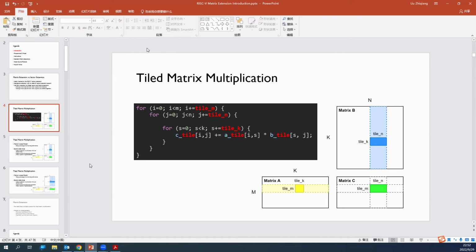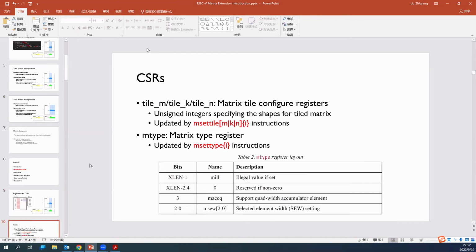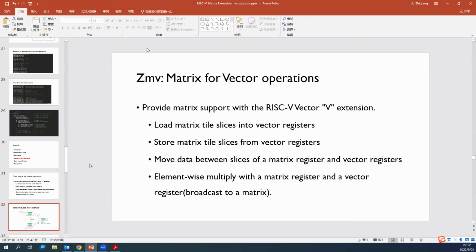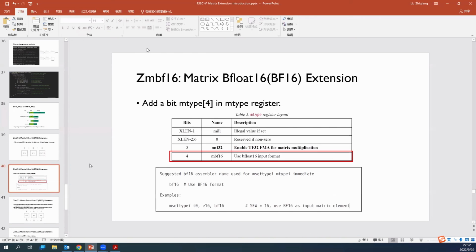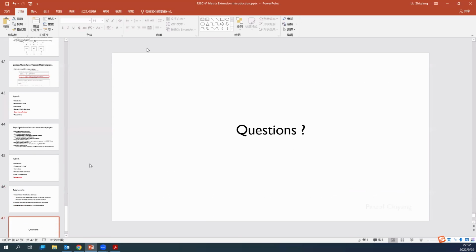Okay, we have the first question: will the toolchain provide C intrinsics for your matrix extension? Since we didn't find ACC or GCC for a compiler for this project.